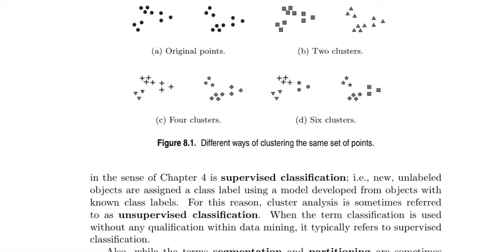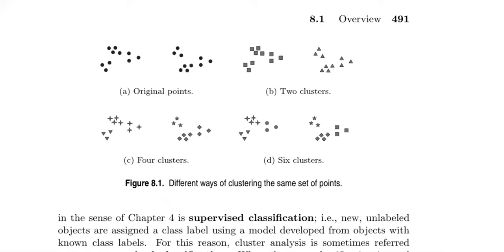And the last one is complete versus partial clustering. A complete clustering assigns every object to a cluster, whereas a partial clustering does not. If every object is assigned to a cluster, that is a complete clustering. If a particular object could not be assigned to a particular cluster, that is called partial clustering. So this is regarding the different types of clusterings.